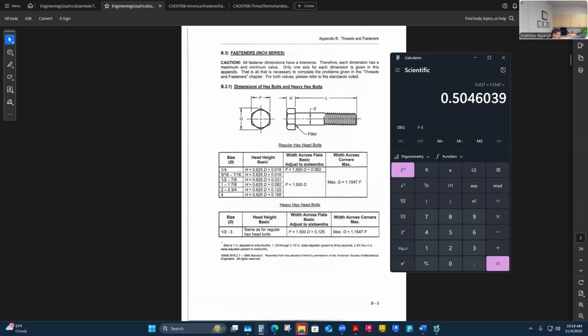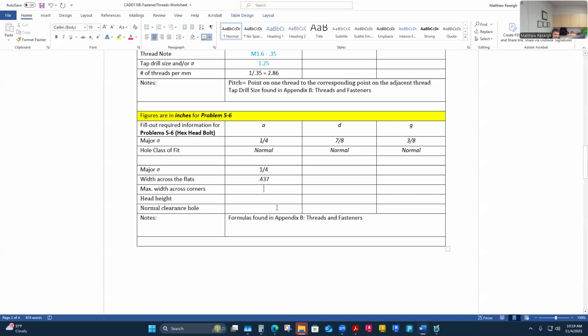0.54. I don't know how many decimal places. I think I held 4 decimal places. 0.5046. Whether you're holding 2 or 4 decimals, I'm not super critical on. It might be more critical, but the head height is probably given on that chart as well.